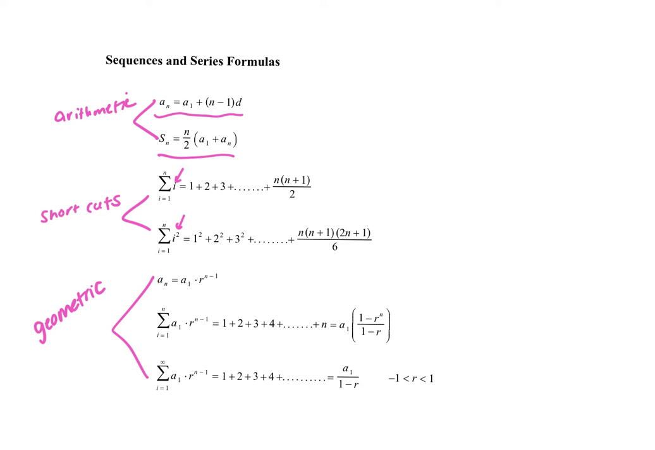So the first one is the AN formula, or the N formula, for geometric. The second is for a finite set. And the last one is for an infinite set.